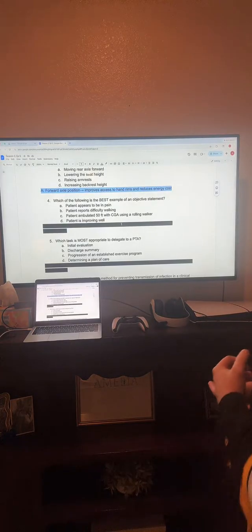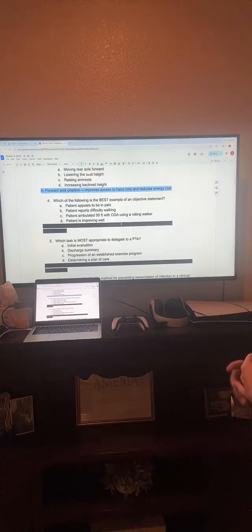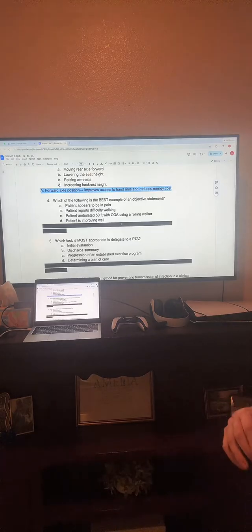Which of the following is the best example of an objective statement? A, patient appears to be in pain. B, patient reports difficulty walking. C, patient ambulated 50 feet with contact guard assist using a rolling walker. Or D, patient is improving well.